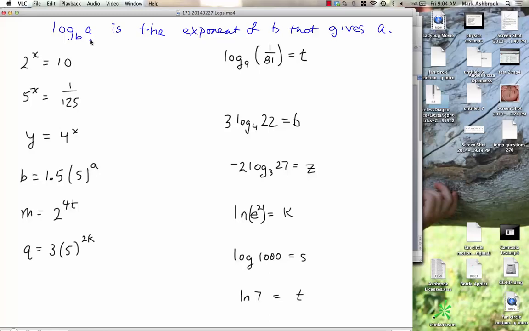If log base B of A is the exponent of B that gives A, now, based on that meaning, we can write a statement. What statement can we write? We'd have to name this something, so let's name it X. Then we could say B to the X, the exponent of B that results in A. See? So this is the key right here.